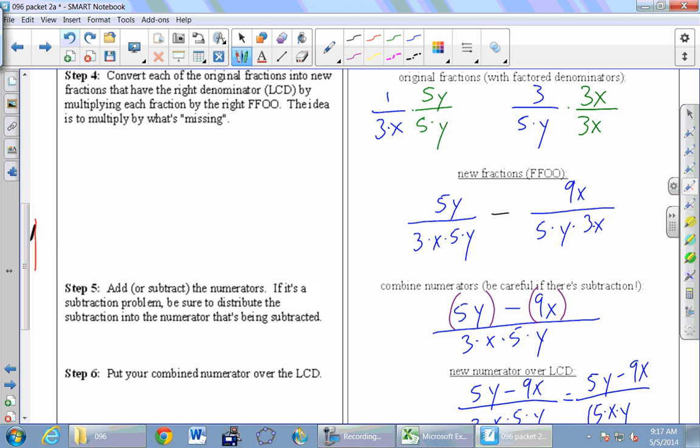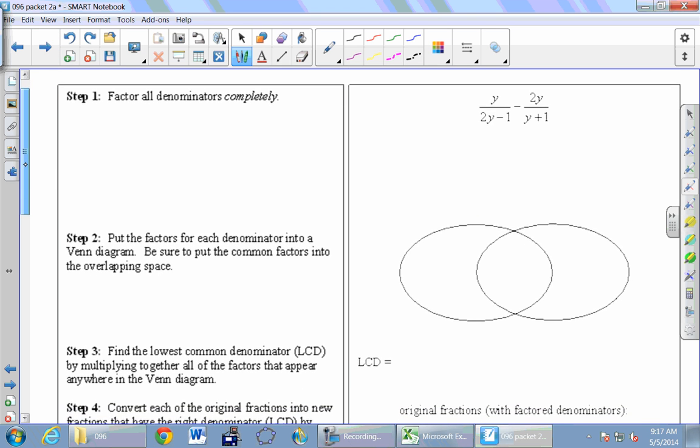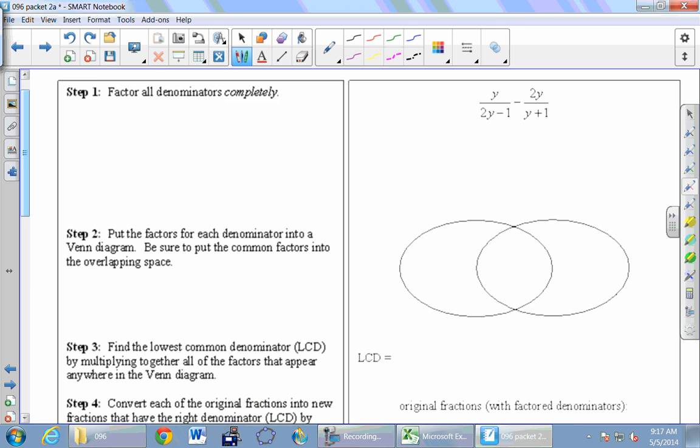Okay, moving on to the next page. Let's try another one of these. All right, this one we're going to skip. Nope, let's do this one. Let's do this one kind of quickly. Factor the denominator. All right, so I see a subtraction, so I'm really hoping that the denominators are the same. They're not. So we've got this big process.